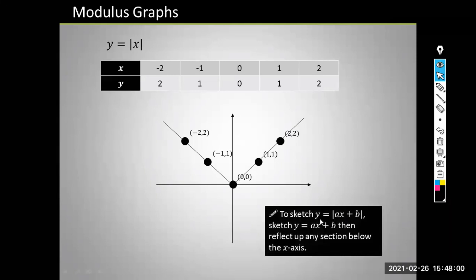Okay, so if you have y equal to ax plus b with the modulus sign, to sketch this, first you sketch without the modulus sign, and then the part below the x-axis, which is on the negative part, you need to reflect upwards. The reflection line will be the x-axis. Example: sketch y equal to the modulus of 2x minus 3. I'll give you guys a few minutes to attempt this.